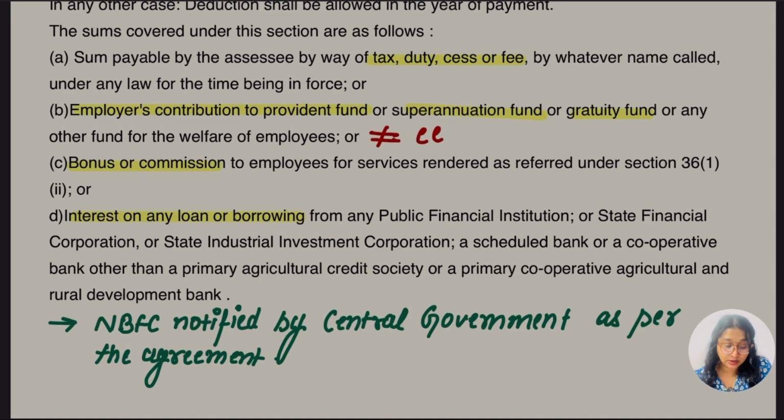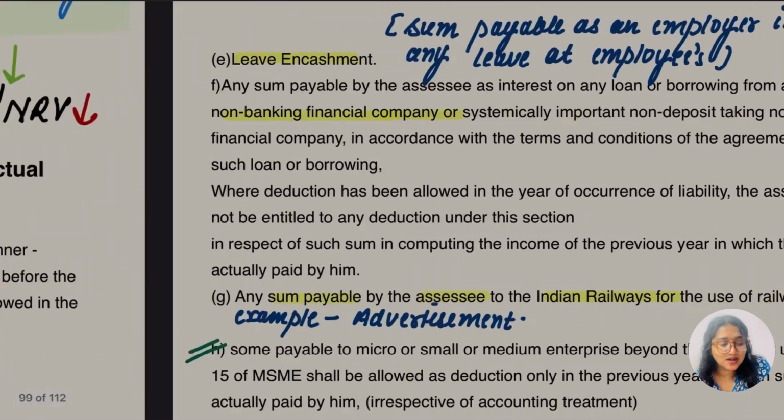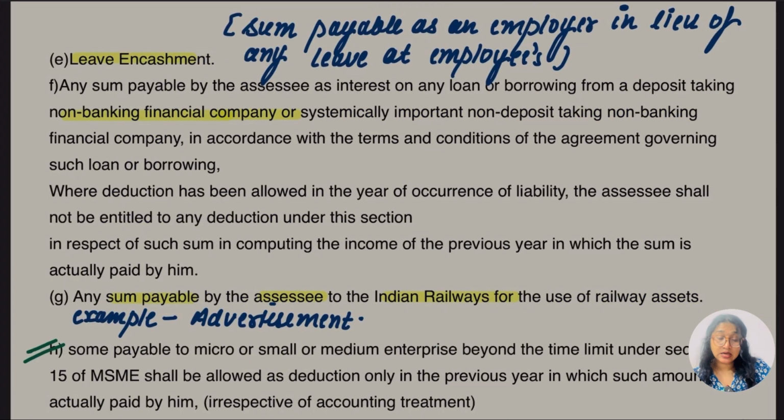So don't get confused. When the interest on any loan or borrowing is specifically from these institutions: public financial institution, state financial corporation, NBFC notified by the central government on the basis of agreement, or any scheduled bank, cooperative bank, primary agriculture credit society, primary cooperative agriculture and rural development bank, then on the basis of actual payment it is going to be allowed. Did you understand this much? Okay, so let's go for the other part. This is about leave encashment.